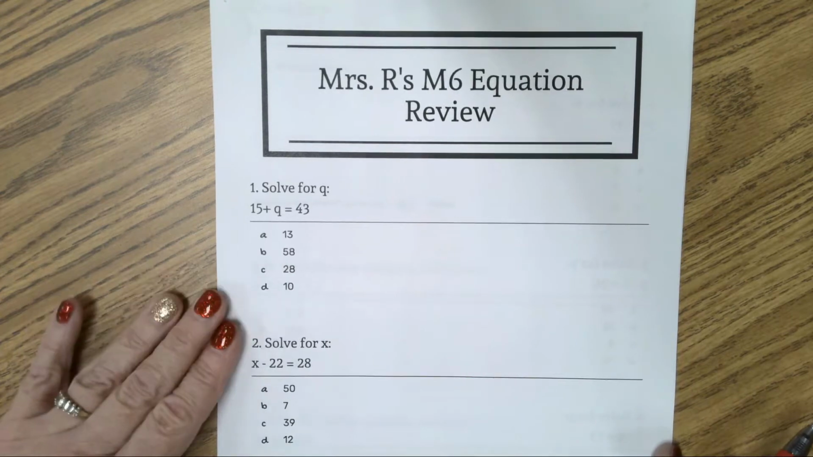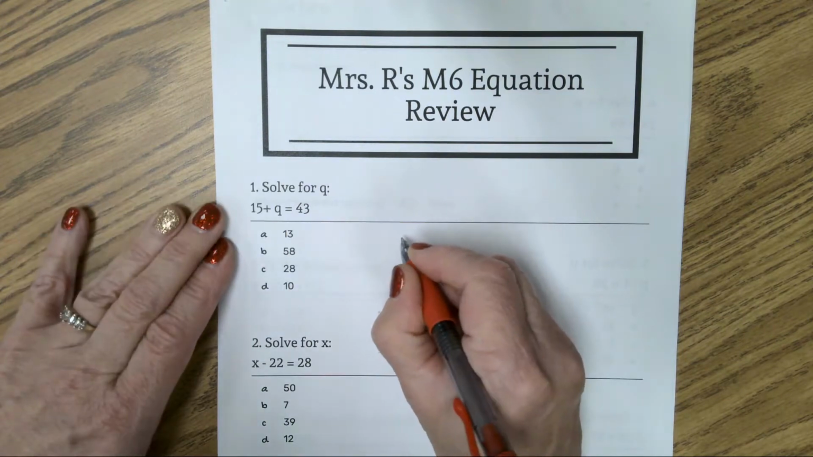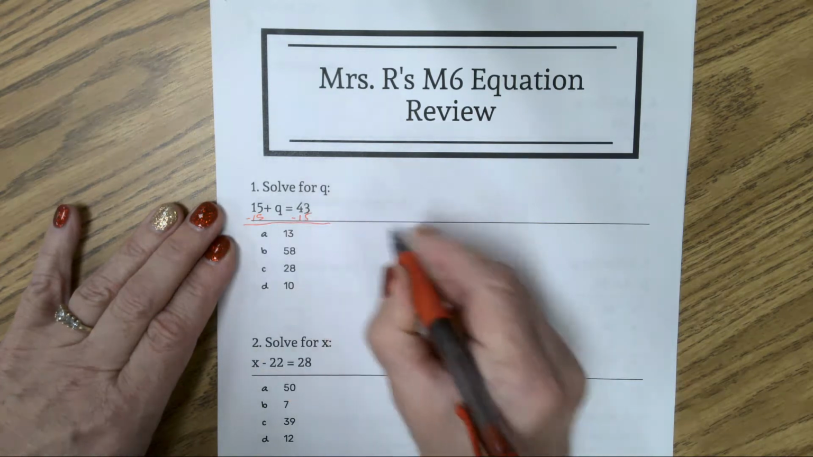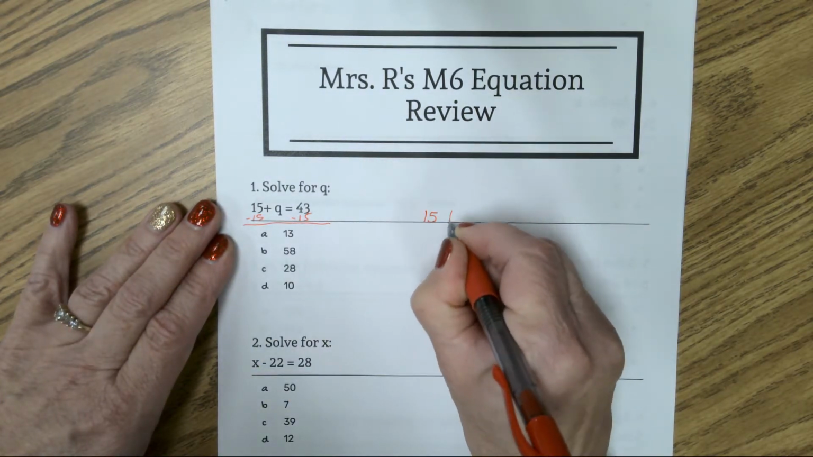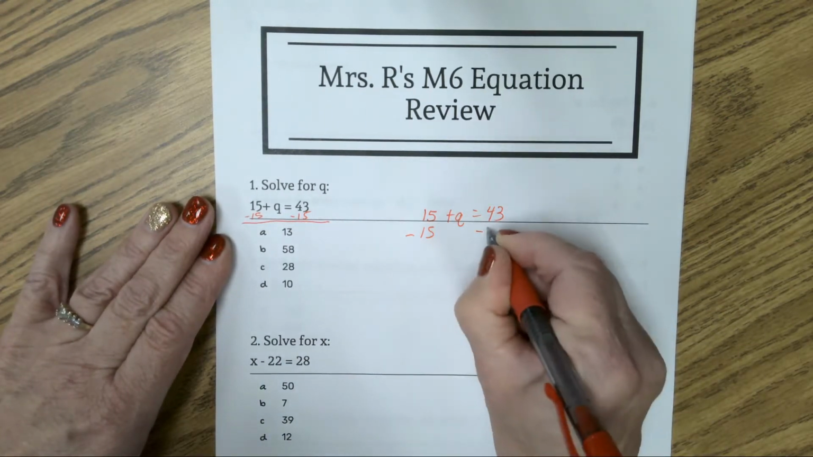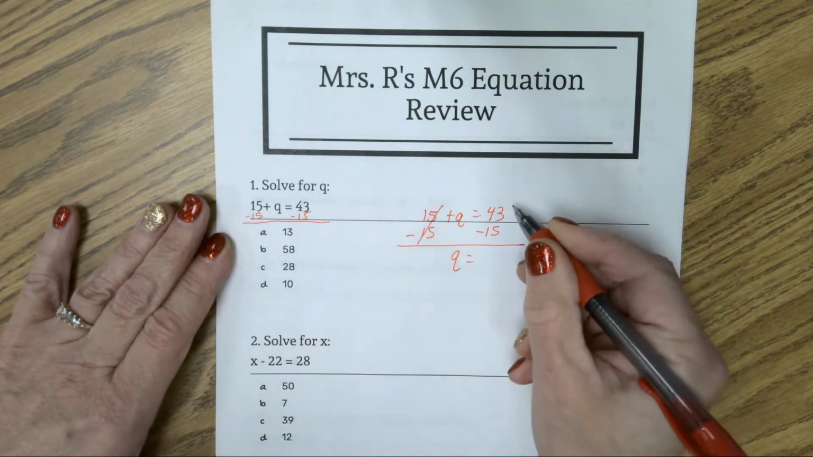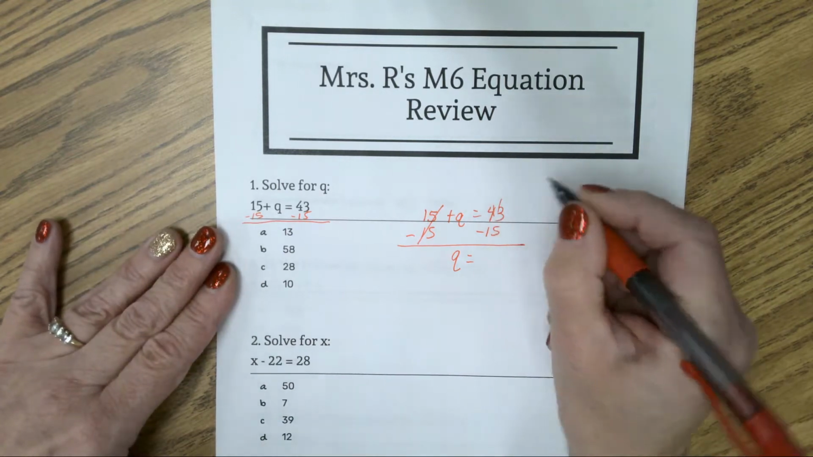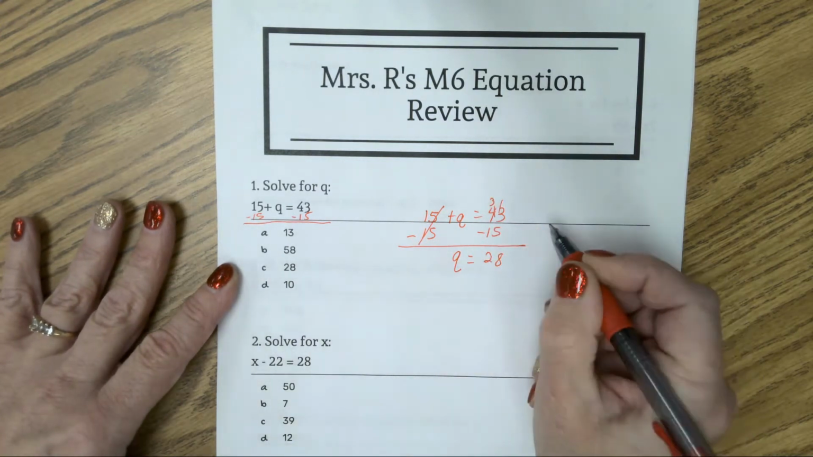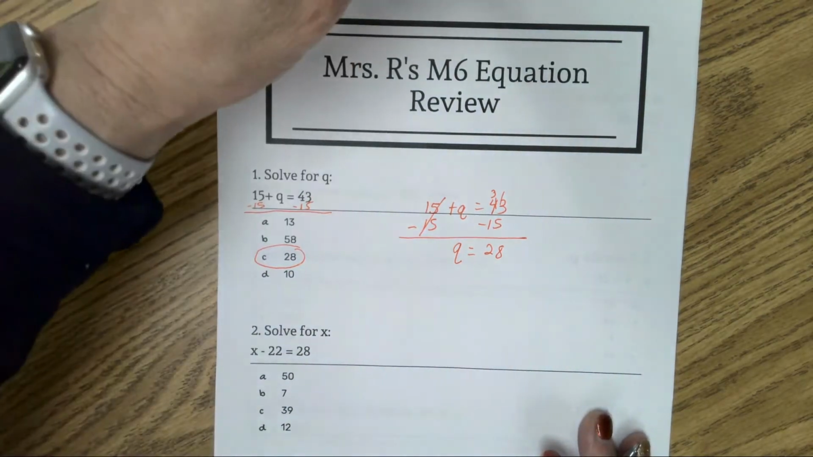It says, solve for Q. Now, one of these is the answer. So to undo this problem, you're going to subtract 15 from both sides of the equation. And when you do that, I'm just going to rewrite the question. Minus 15, minus 15. Remember, that removes the 15, leaves only the variable, and 43 minus 15 will be 28. So the answer choice is C. You would click on C. Show your work on a piece of paper to make sure you're doing them correctly.